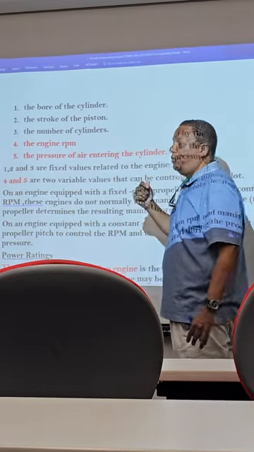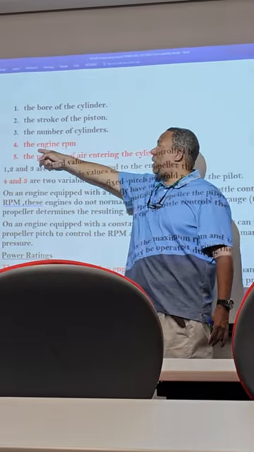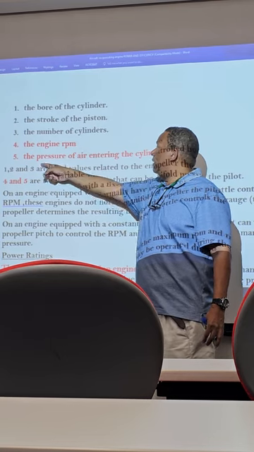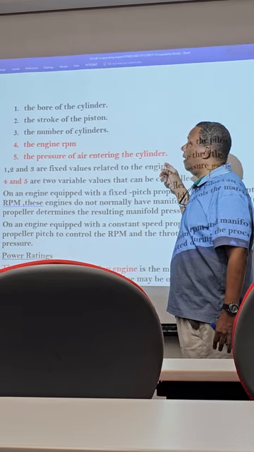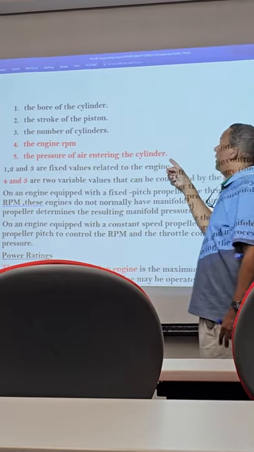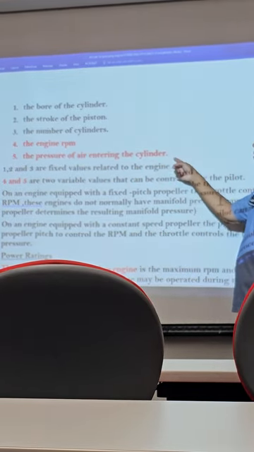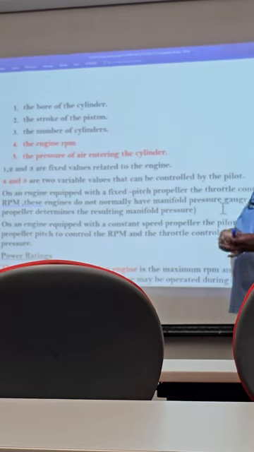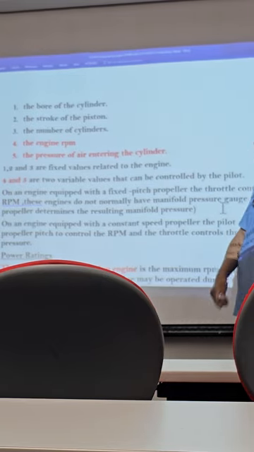But during the operation of the engine, the RPM can be changed, and the pressure of air entering the cylinder as well. The pressure of this air can be changed with the position of the throttle valve, and you have a control there, right?